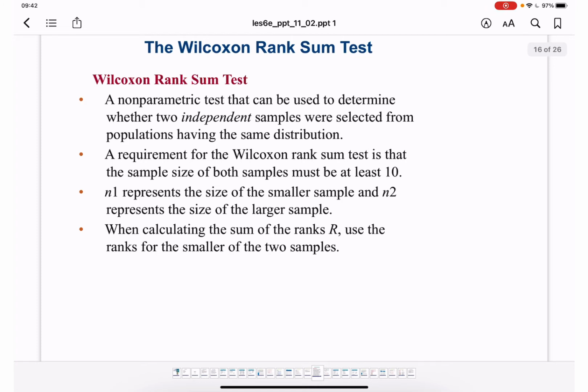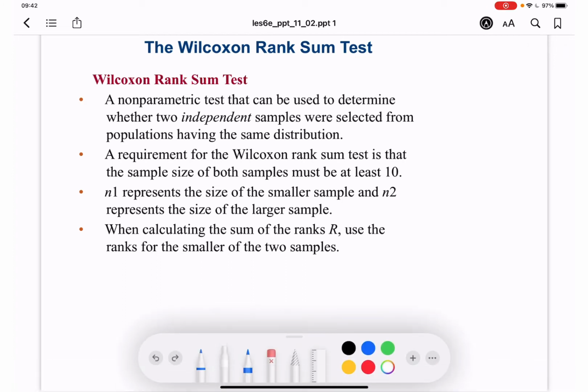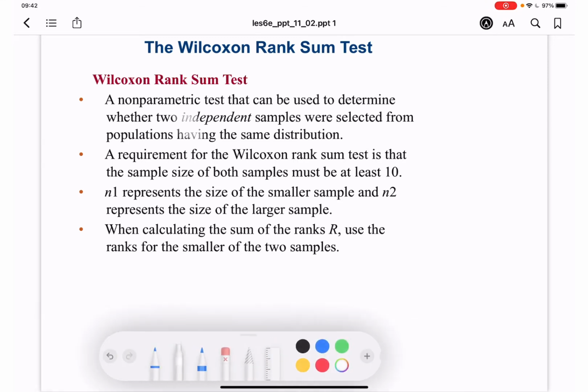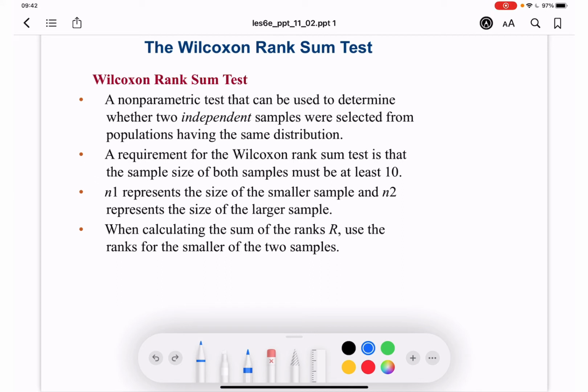So what are the requirements for the Wilcoxon rank sum test? First of all, both samples must be at least 10. Let me highlight this important stuff so you can take a note if you want. The samples have to be independent. Both samples have to be at least 10, so more than 10.